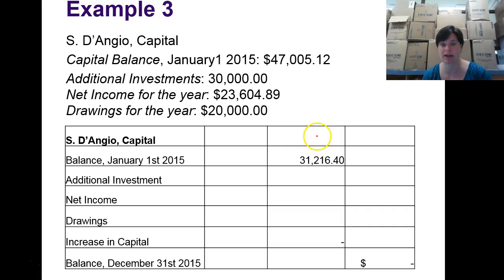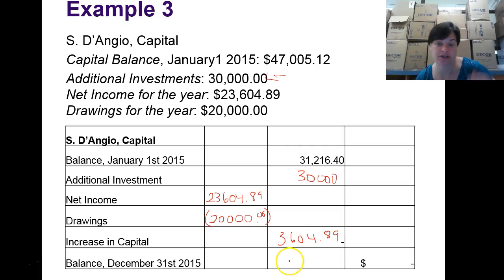Finally, we have our last example here where the owner has invested some money into the business, $30,000. So we're going to write that in the second column under additional investments. We have our net income figure of $23,604.89, and we have our drawings for the year of $20,000. Okay, we'll put brackets around that. So we're going to subtract these two numbers because net income increases capital and drawings decreases capital. So we want to find the net of it, or what the change is. And so we subtract those two figures and we get $3,604.89.